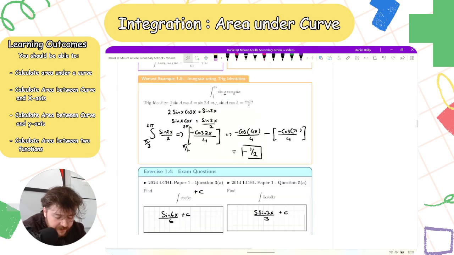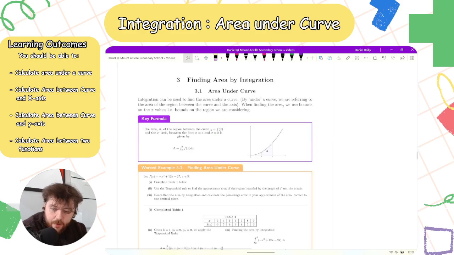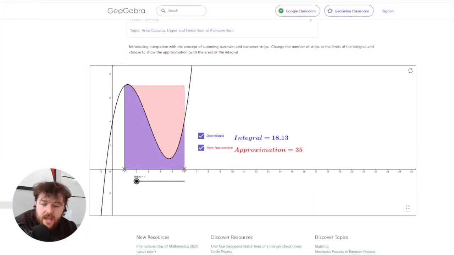Let's go to GeoGebra and I'll show you how we came up with this. We can get an approximation for the area under a curve using rectangles, or even the trapezoidal rule. If I made one big rectangle here, I can make an approximation. It'd be 5 times whatever the height is, like 7, so 35.